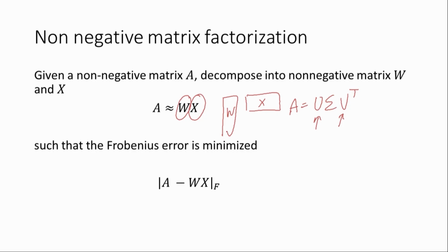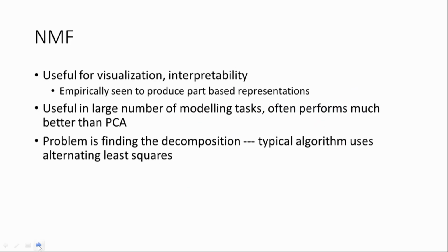But both of them have to be non-negative. Let's say that the original matrix itself is non-negative. Then I want to decompose it into the product of two low rank matrices such that the Frobenius norm is minimized, but both of them are non-negative. How do I solve this problem? SVD does not solve this problem, and currently there is no guaranteed way of solving it. Again, what we do are variants of alternating least squares, gradient descent and things like this.